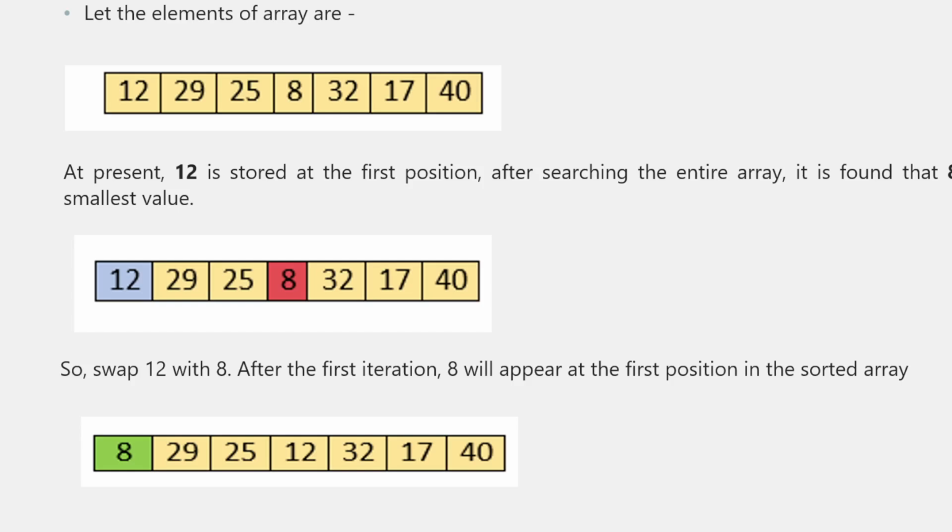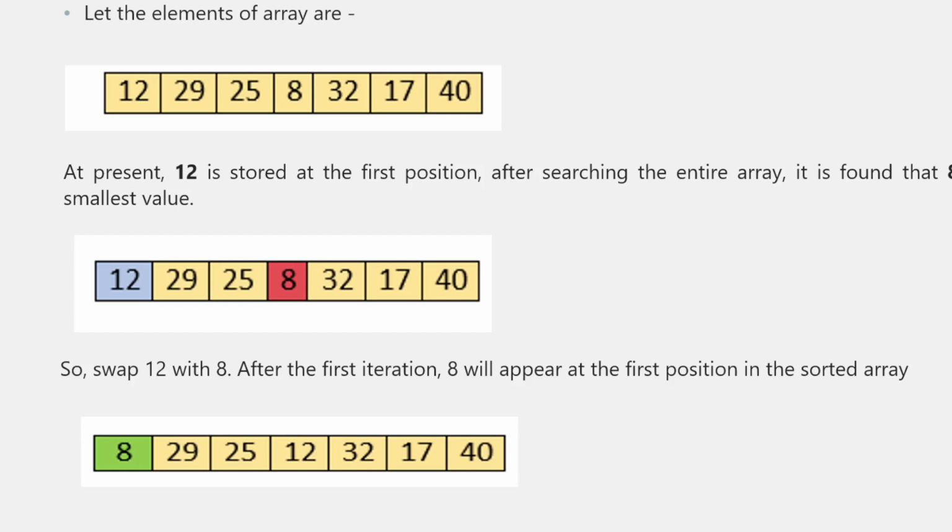This is the example. The array elements are 12, 29, 25, 8, 32, 17 and 40. So first we will take one min variable. It always points to the current position. Starting, it will point to the 0th position element. The 0th position element is 12. What is the next step? Next we have to find the minimum element in this array.